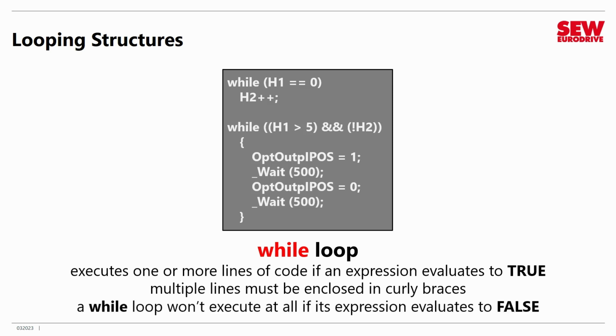Here's something else you should be aware of. A while loop doesn't have to execute at all. If the expression evaluates to false, the loop will just be bypassed, because it checks the test condition first before it executes any code. While H1 equals 0, it's going to do that test first before it increments H2, for example. So if that condition is already false, the while loop just drops out. So a while loop may not even execute. It just depends how your code's written.